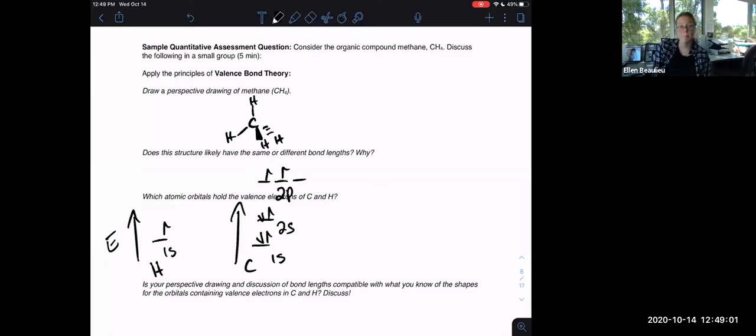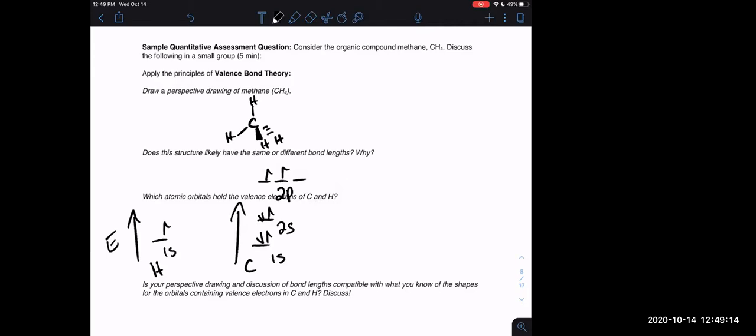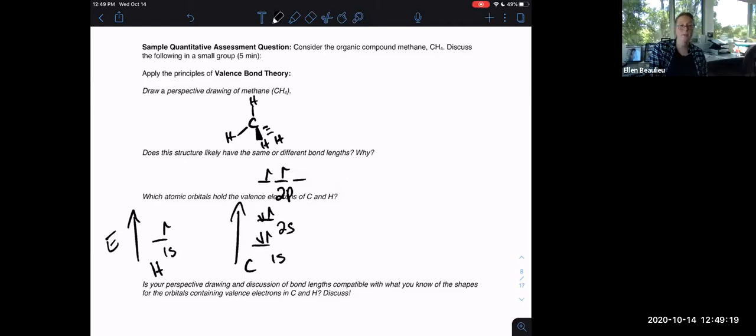If I were to describe the shape, what does a 1s orbital look like? Is it a teardrop? That's a p orbital. Looks like an infinity symbol. An s orbital just looks like a sphere. So a 2s orbital has a node, but still from the outside looks like a sphere. A 2p orbital looks kind of like that infinity symbol.